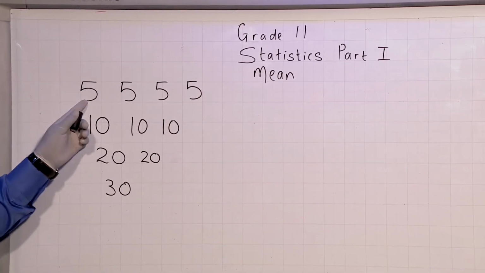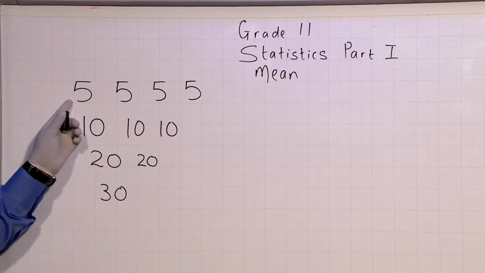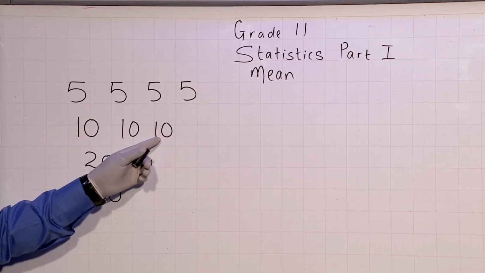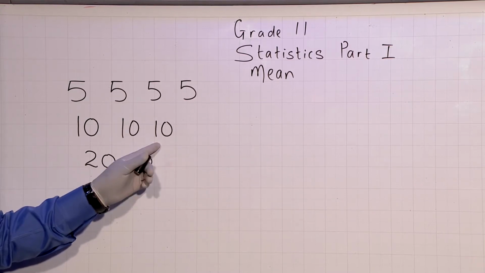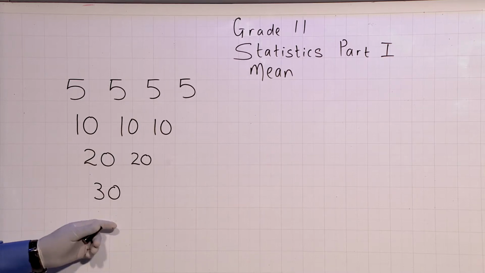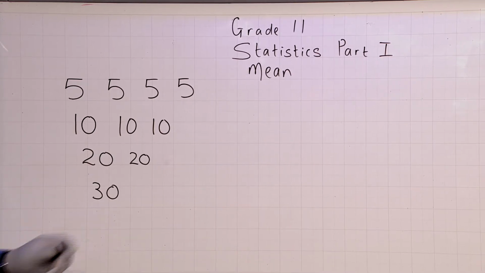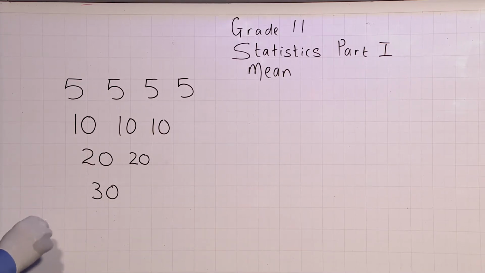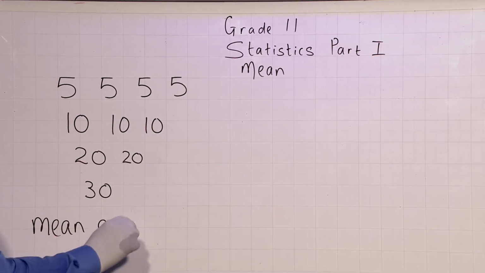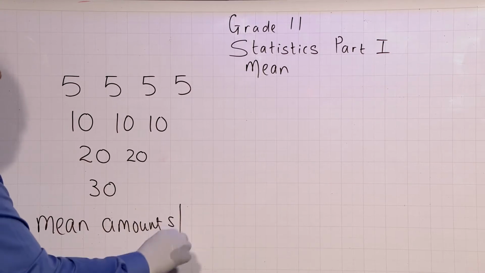What does this 5 represent? The student has spent 5 rupees. What does this 10 represent? The student has spent 10 rupees. What does the 30 represent? The student has spent 30 rupees. Now, how do you calculate the mean amount spent?